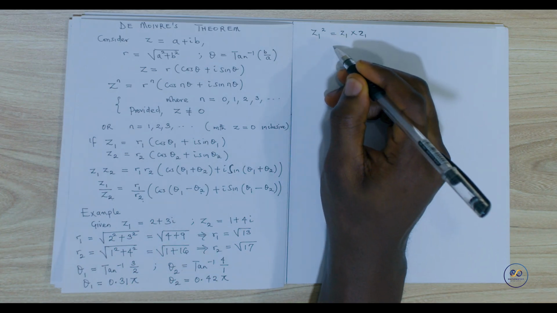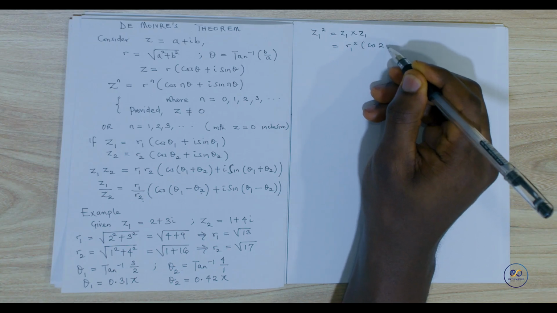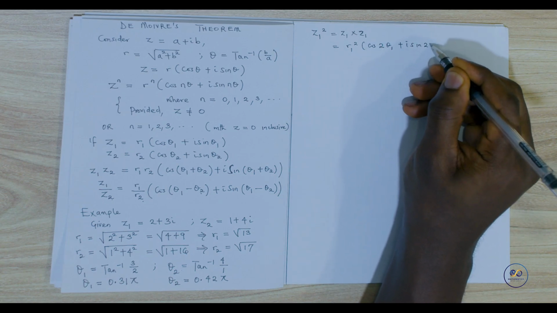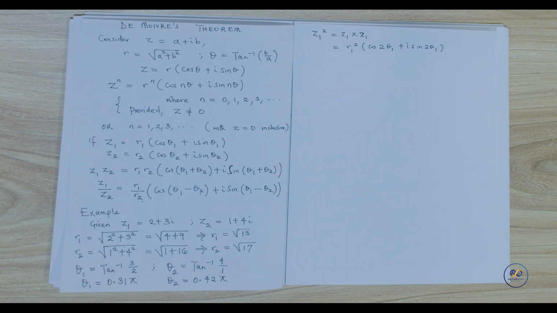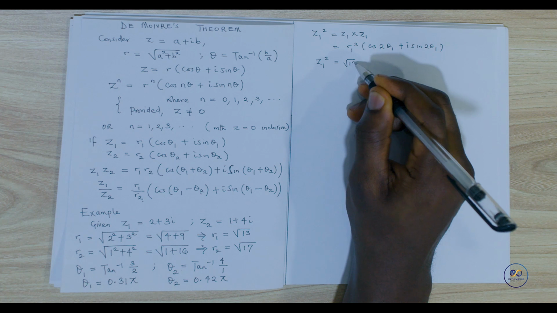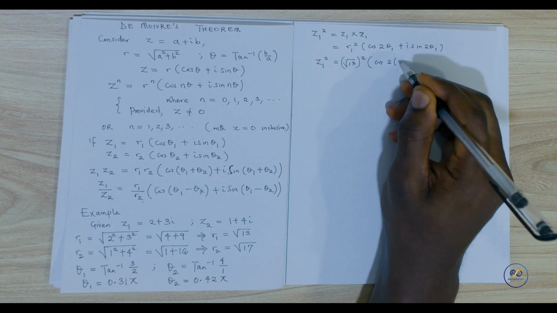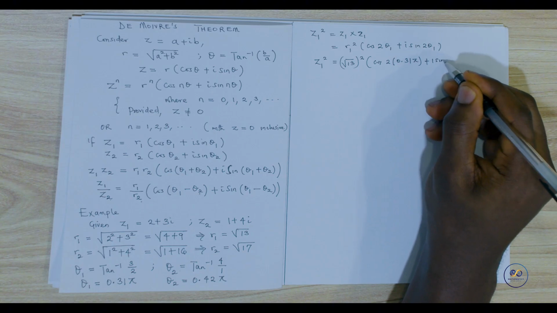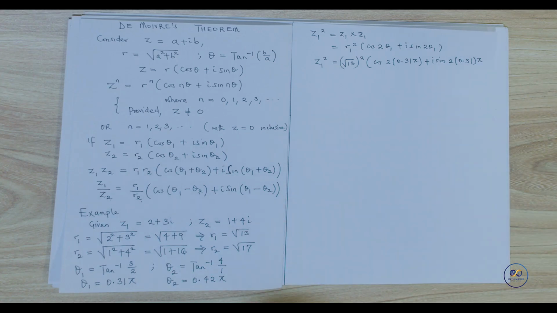Now, in this case, we would have R1 squared into cos 2 theta 1 plus i sine 2 theta 1, just replacing n by 2 because we are taking the square. Now, it follows that z1 squared would be equal to the root of 13 all squared into cos 2 multiplied by 0.31 pi plus i sine 2 multiplied by 0.31 pi. This would be our representation.